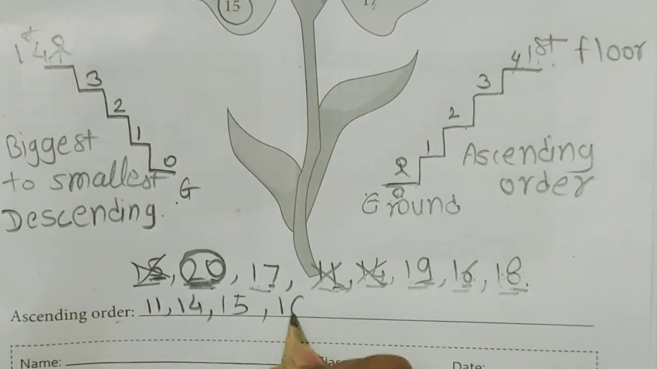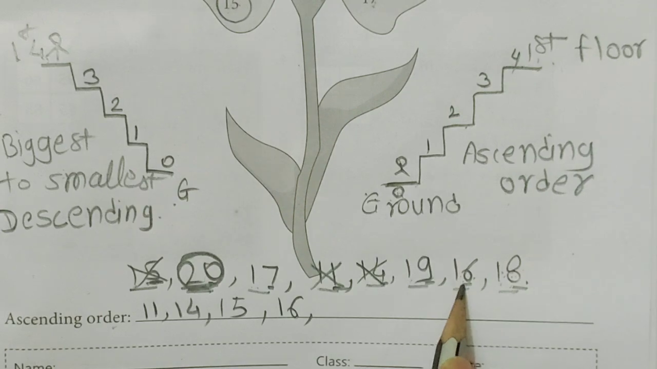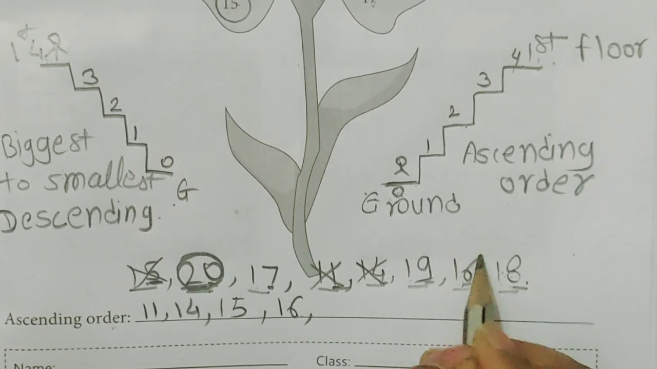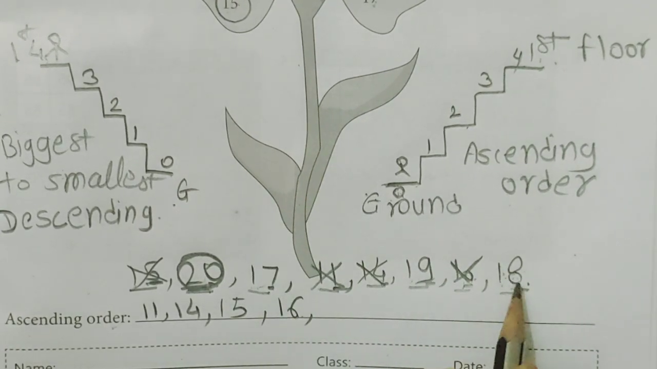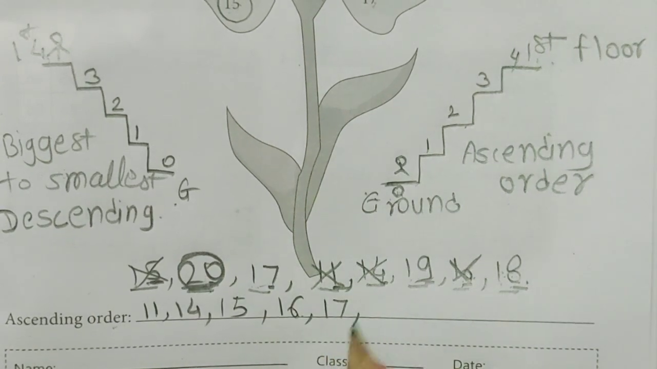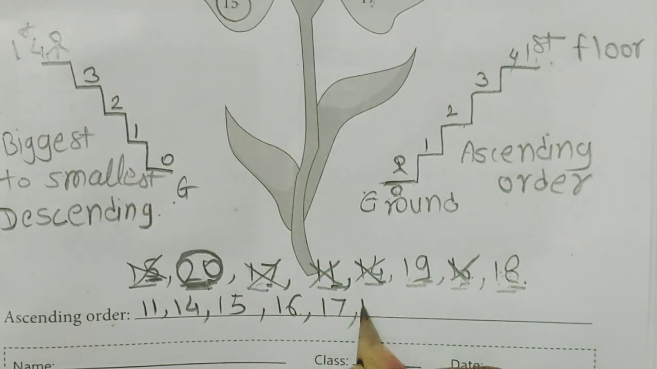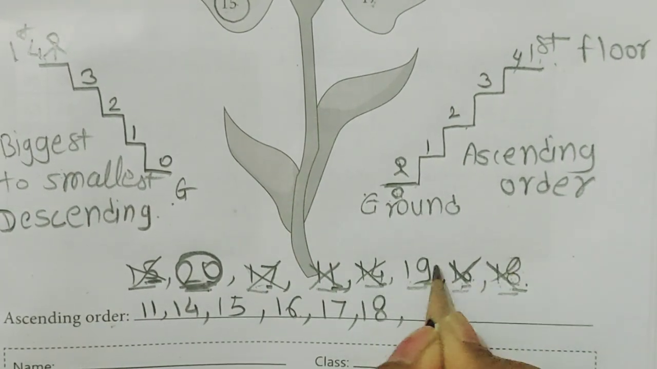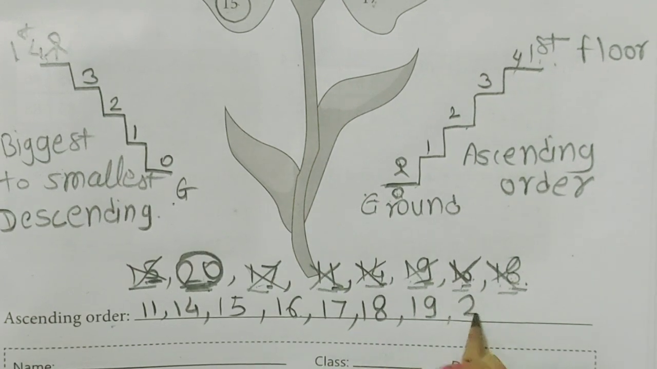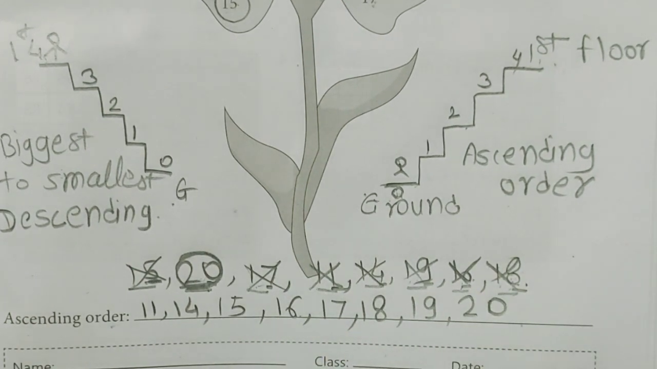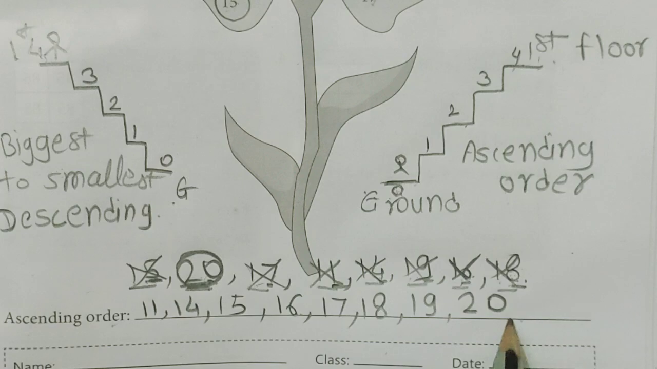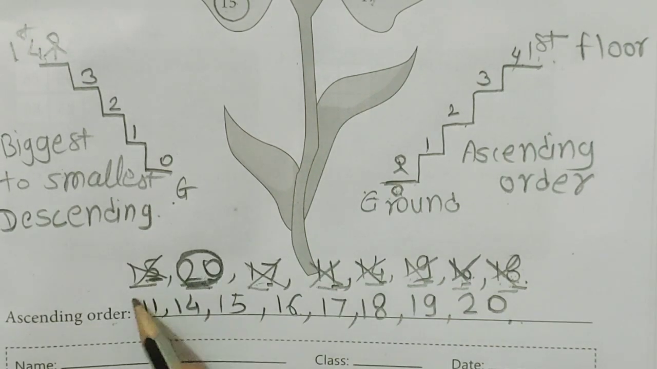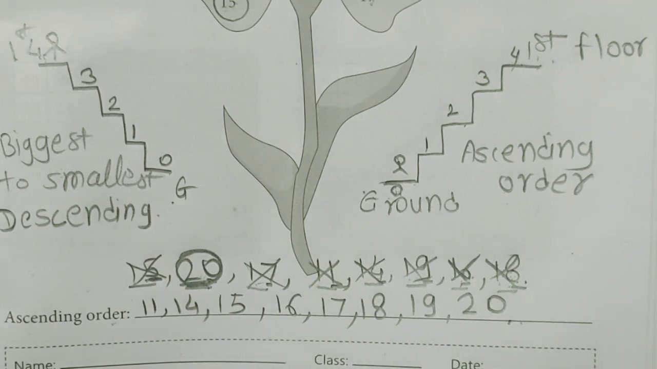6 is the smallest, that means 16 will be here. After that 17, 19 and 18. 17 will be there. Then 18. After this 19, and at the last, which is the biggest number? 20. This number will be at the last. This is nothing but the ascending order of the given biggest numbers.